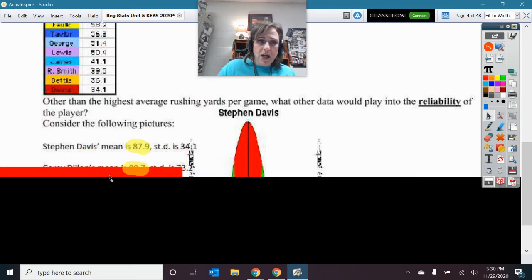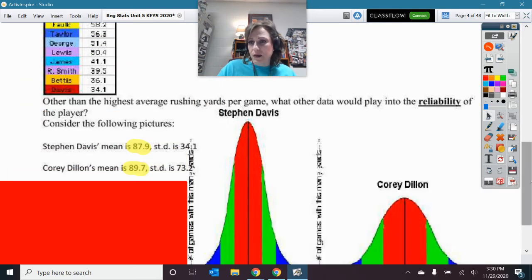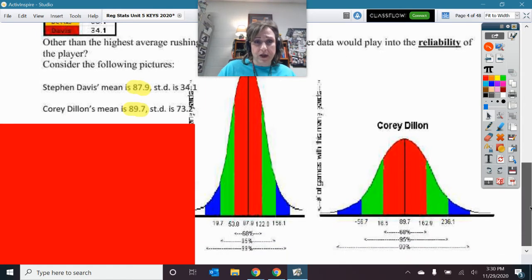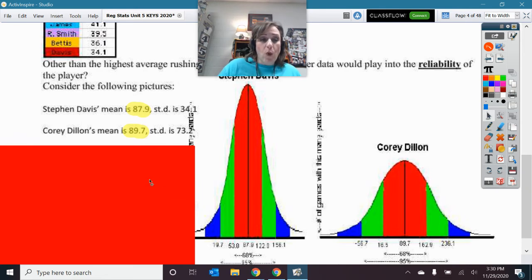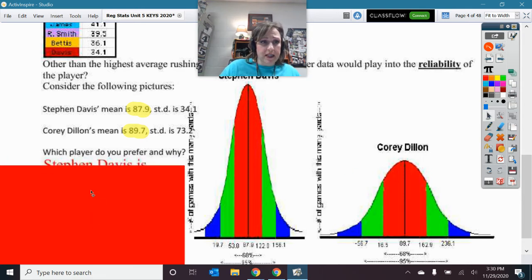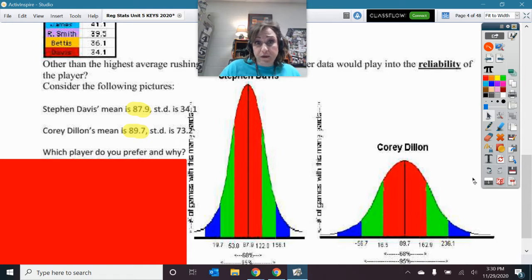And so we want to talk about what that really means when you're looking at data. Sports is so much about data, and this is a big start to it. So here is what Stephen Davis's distribution would look like. Here's what Corey Dillon's distribution would look like, much more spread out. My question to you is, who do you think would be the preferred player if on average they're about the same? Corey Dillon could get way, way high, or he could do really, really bad.